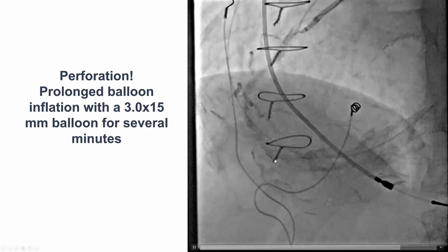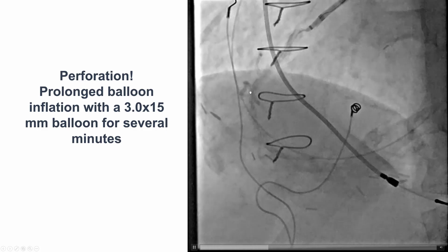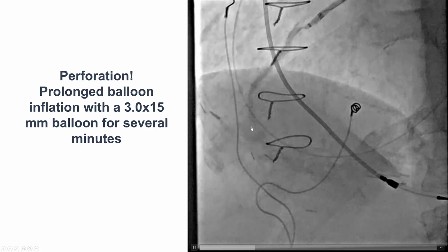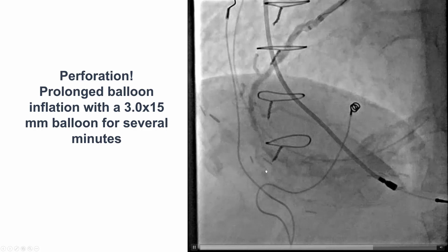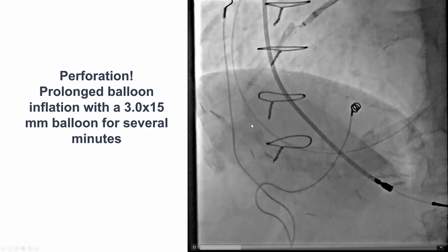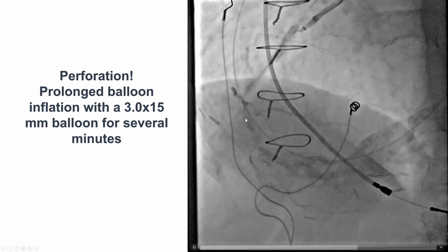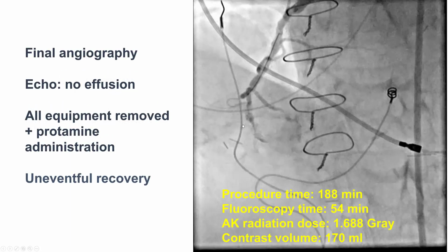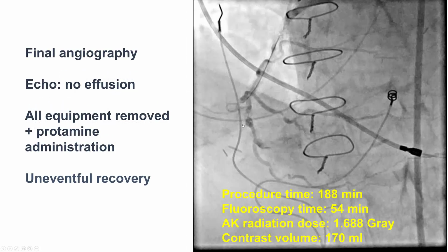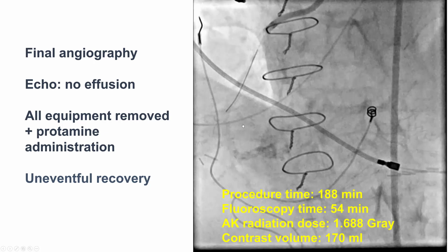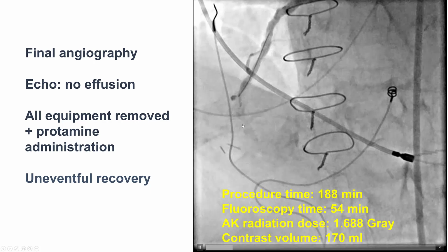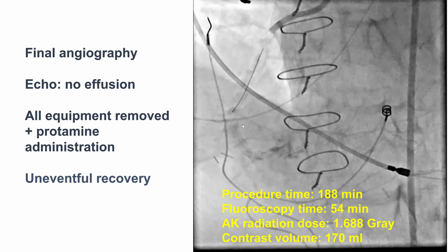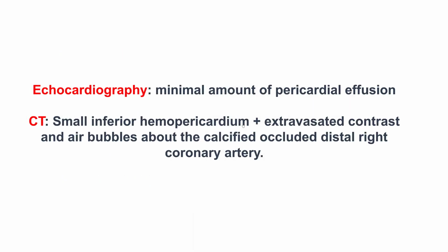We knew that we were into the architecture because we had flow through the mid-right coronary artery and then through this distal acute marginal branch. But we decided to not pursue any further attempts. We inflated a balloon for several minutes. We did an echocardiogram that did not show any significant effusion. And then we decided to stop. We removed the equipment and gave protamine. Fortunately, the patient did well.